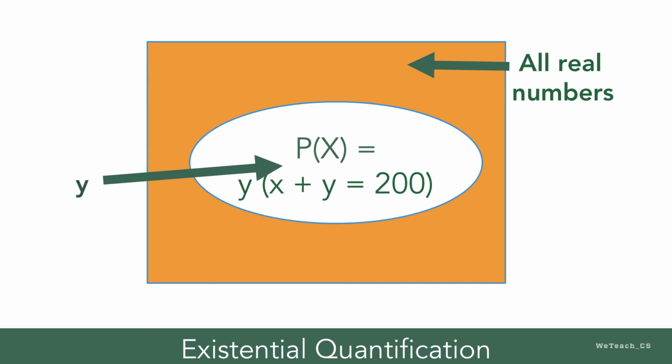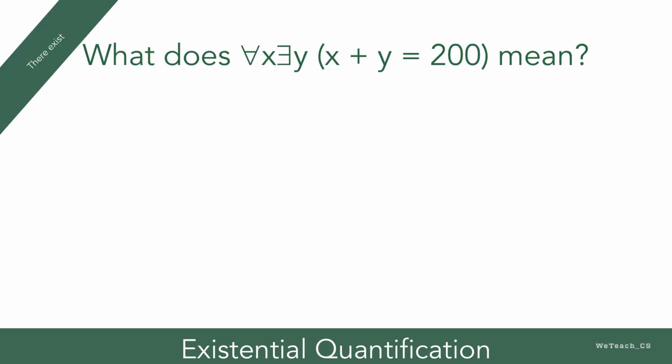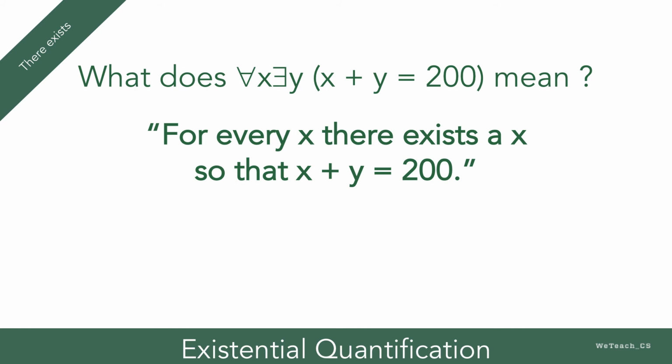Let us take a look at another example. Let us say that the universe of discourse is all real numbers. What then does this statement mean? Notice we have the universal and the existential quantifications in this statement. This statement reads, for every x, there exists a y such that x plus y is 200. Is this true? Yes.